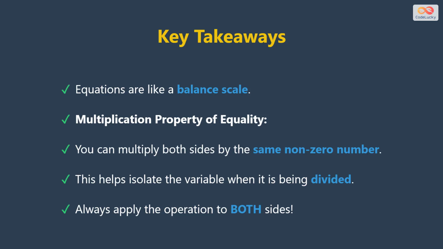To summarize, remember that equations are like a balance scale. The multiplication property of equality tells us we can multiply both sides by the same non-zero number. We use this to isolate variables that are being divided. And most importantly, always apply the operation to both sides to ensure your answer is correct.